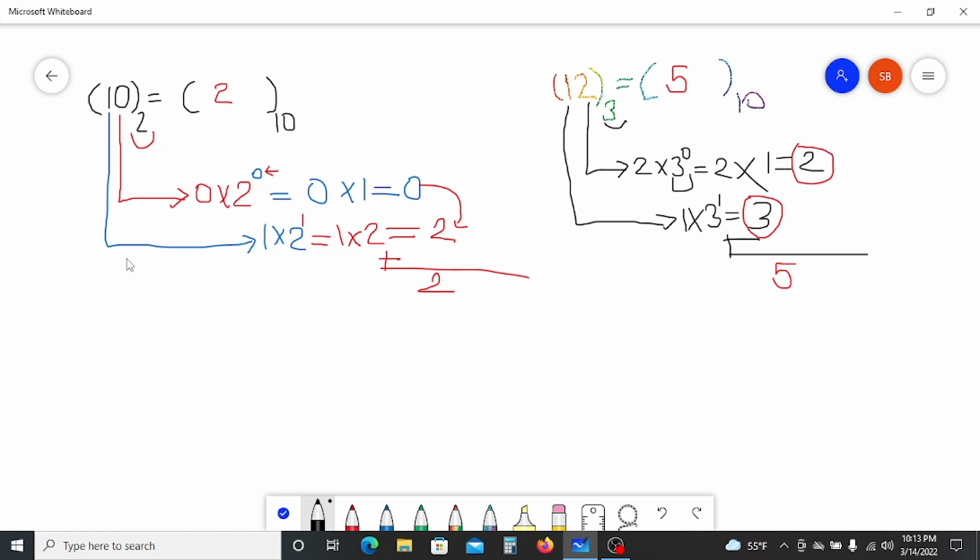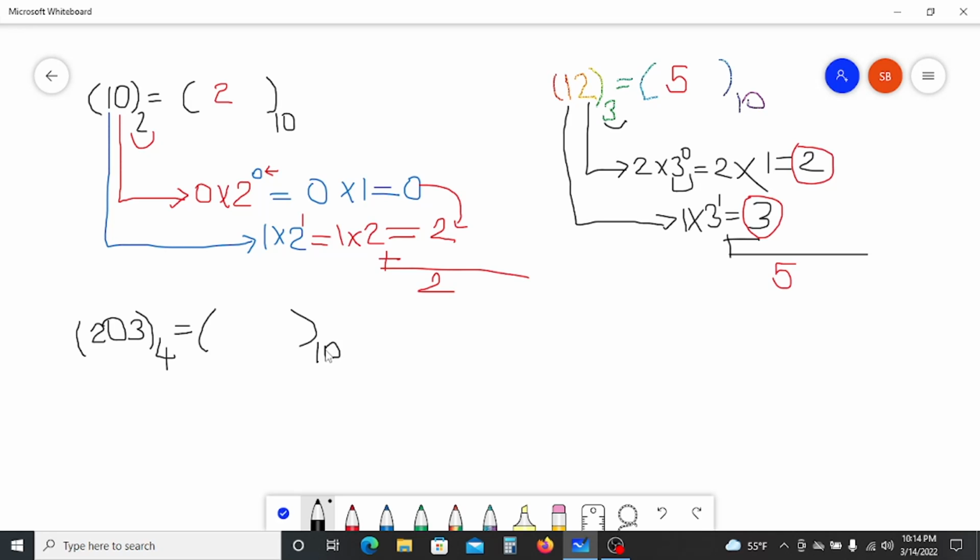Okay, we did base 2, we did base 3. Let's try to make base 4. In base 4, remember, numbers should be 0, 1, 2, 3. That means you need to select numbers. For example, let's say 2, 0, 3. Suppose that this is given in base 4 and I want to convert this one to base 10.